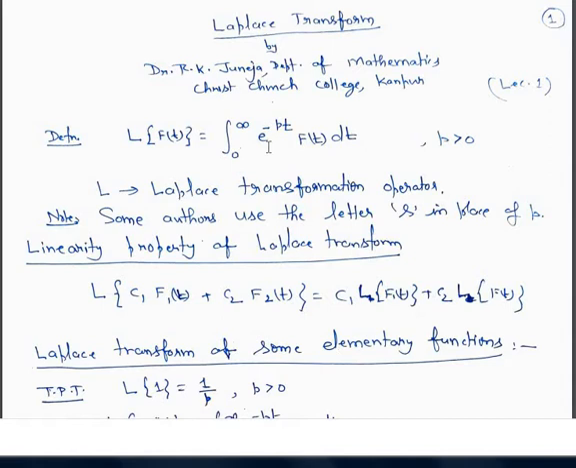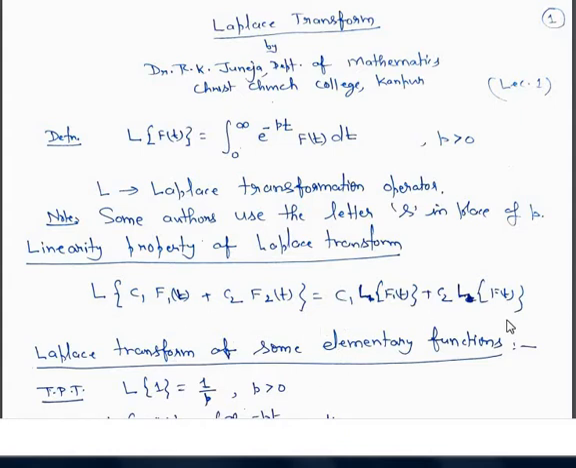Now in some books you'll find that instead of using p, they are using s. So I've written here some authors use the letter s in place of p. Now there is one property which is known as linearity property of Laplace transform. This property says that L of c1 f1(t) plus c2 f2(t) is equal to c1 times L of f1(t) plus c2 times L of f2(t).